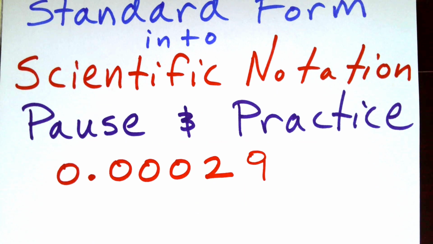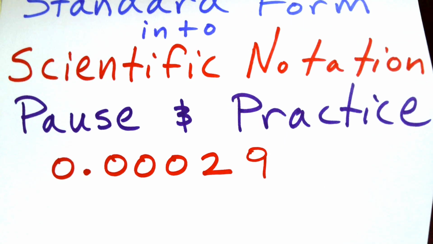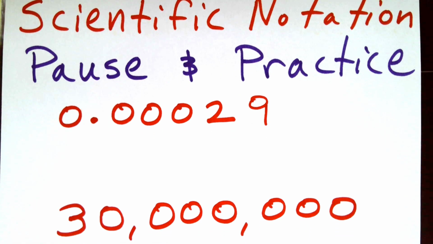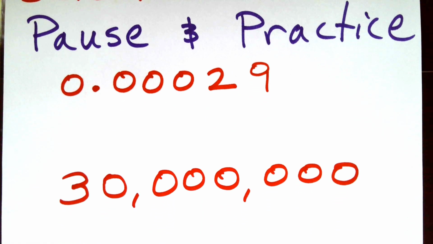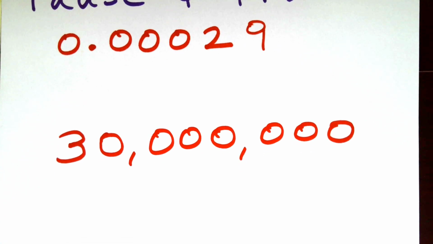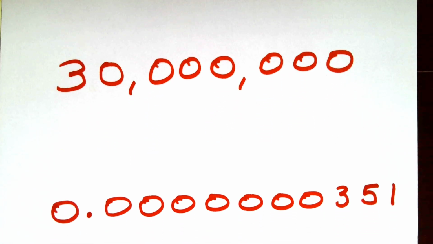All right, we got some examples here. I'd like you to look at these and pause the video and give these a try yourself. And I will be right back with the answers and the instructions on how to get those answers. So, 0.00029. You want to convert that into scientific notation. You have 30 million. You want to take that value, write it down, and practice your conversion. And then we have 0.000000351. You want to convert that number into scientific notation. Pause the video, give a try now. I'll be right back with the answer.